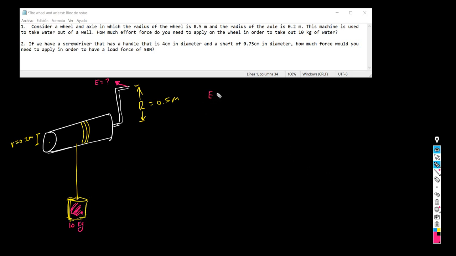What is the equation that rules the behavior of this machine? The equation is, like I told you, the effort, which is the force that the user applies, times the radius of the wheel. That's going to be equal to the load force, which is the weight of the object that you want to lift, times the radius of the axle. So this is it. Now, do we have E? No, we don't. So let's just keep it as a variable. Do we have capital R? Yes, 0.5 meters.